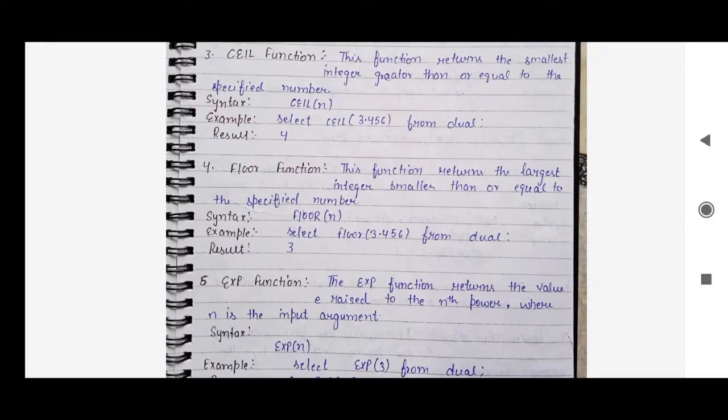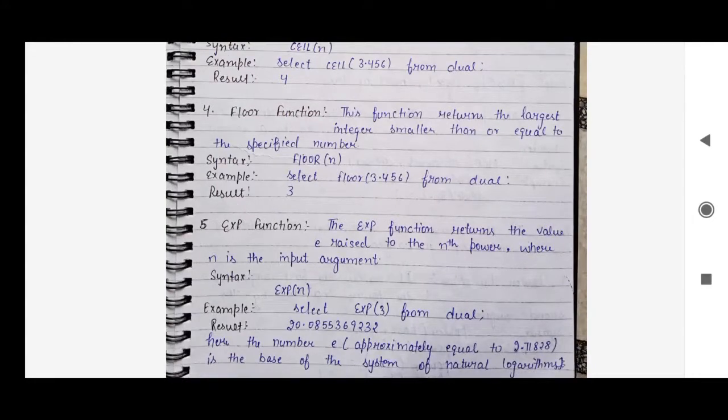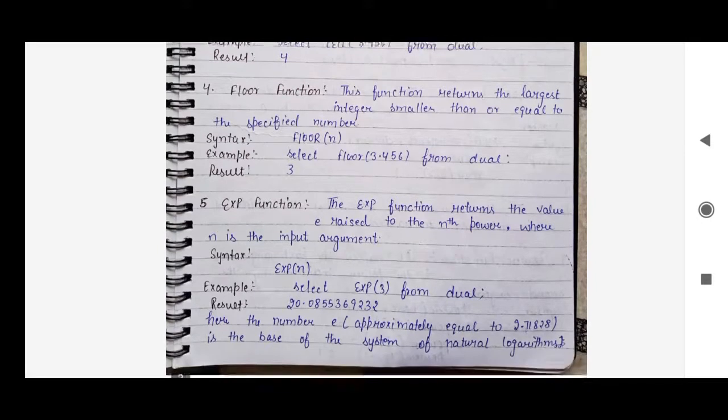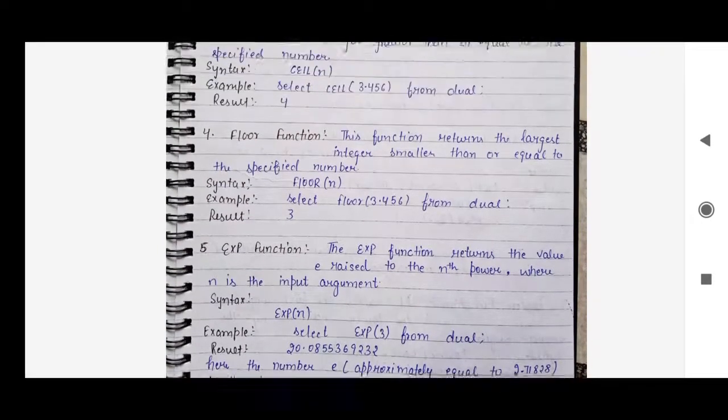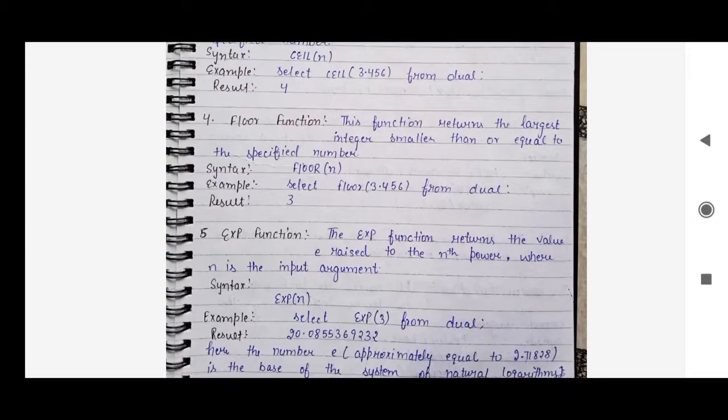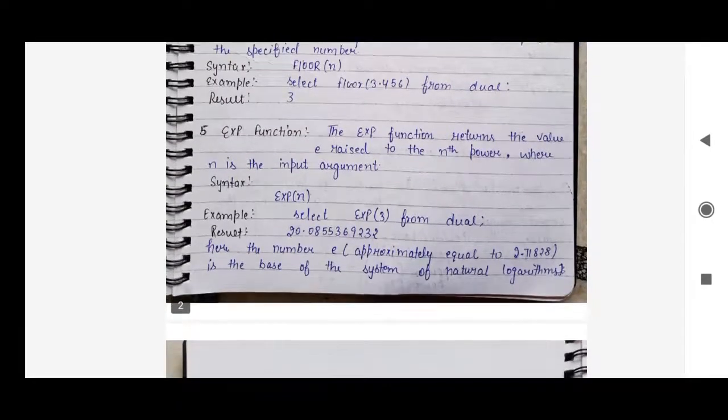Now next is floor. It is completely reciprocal to this ceil function. What does this return? It returns the largest value that is smaller than or equal to the specified number. For example, if we have given 3.456, what will it return? The largest value that is smaller than this, that is 3. So this is the use of the floor function.